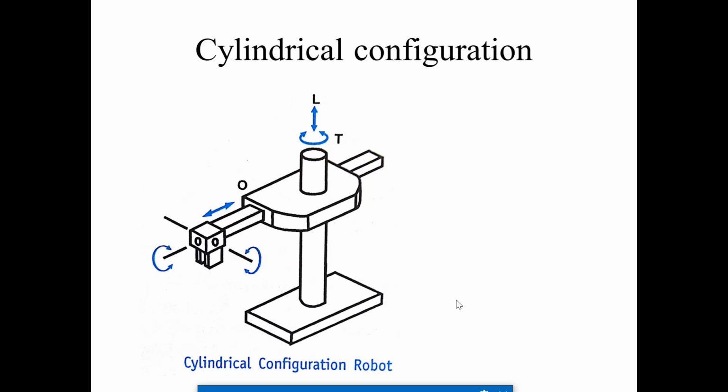Then for the cylindrical configuration of a robot, here it can have a rotation of the end effector in the clockwise direction, and rotation of the end effector in the other direction, and movement of the end effector forward and backwards in this direction. And here we have a rotational 360-degree revolving of the robot, and again we can increase and decrease the height of a cylindrical configuration. These are all the degrees of freedom for the cylindrical configuration.